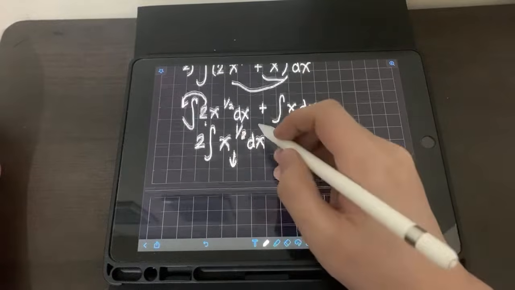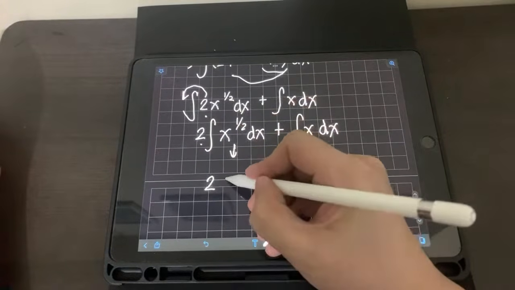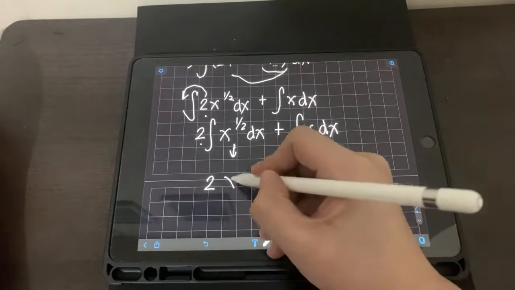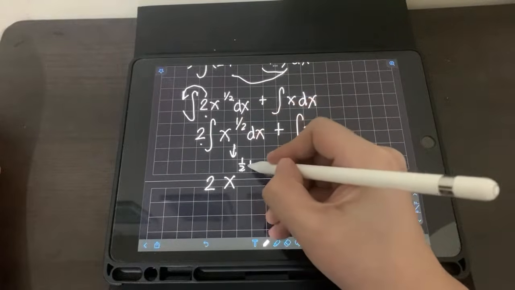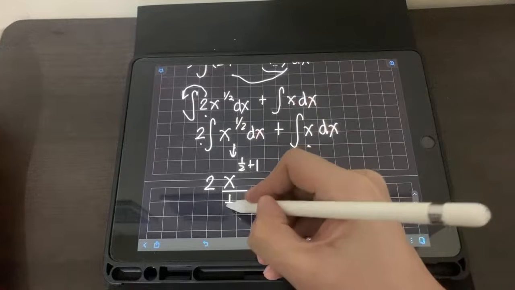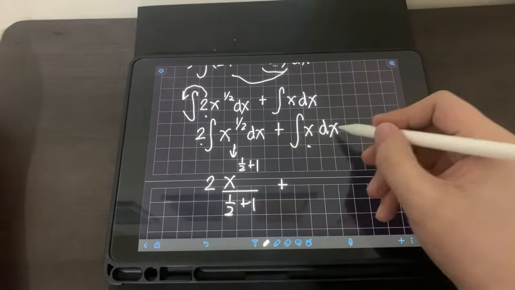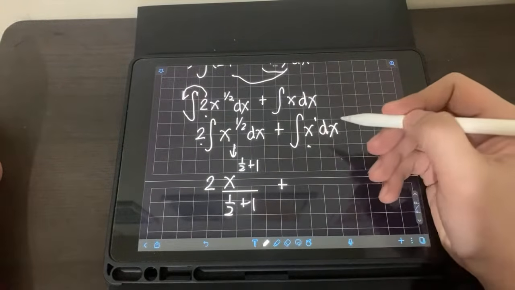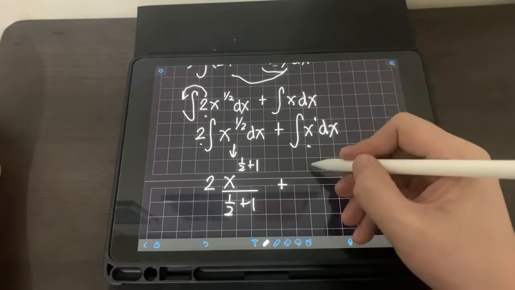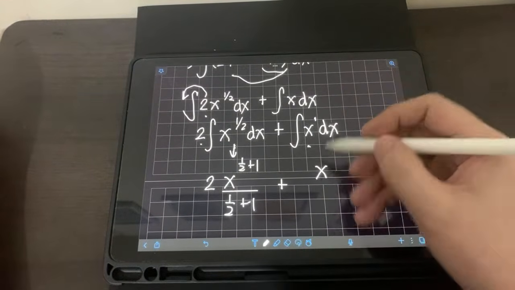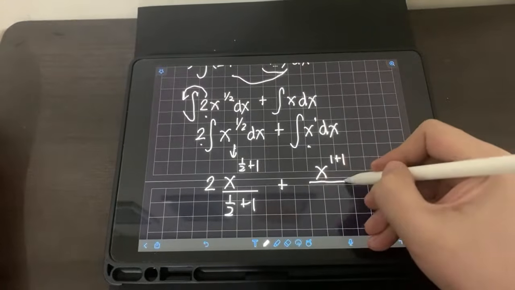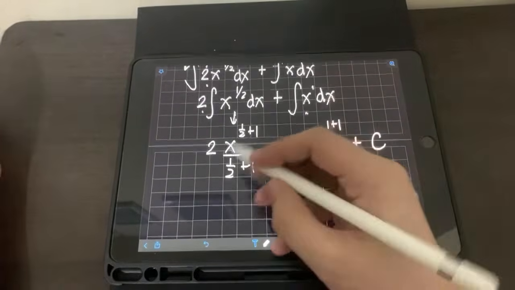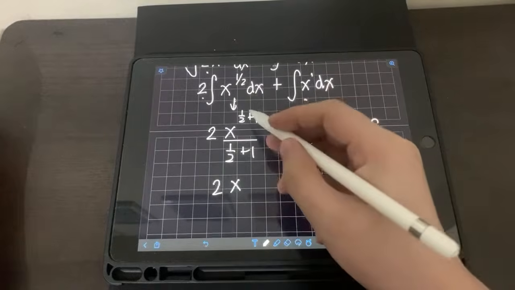So, to evaluate this integral, copy the constant 2, and then x raised to, so 1/2 plus 1 over n plus 1, so 1/2 plus 1. Plus, and for this integral, so this time, what's the exponent of your x? It's 1, right? So, the invisible 1. So, applying power formula, you have x raised to, this time, 1 plus 1 over 1 plus 1. Then, plus c.